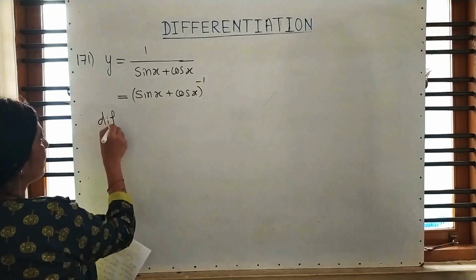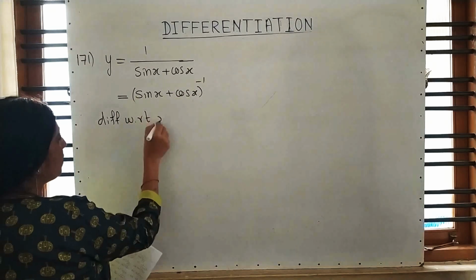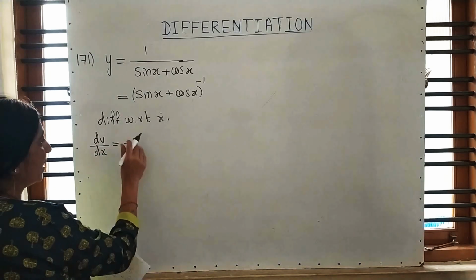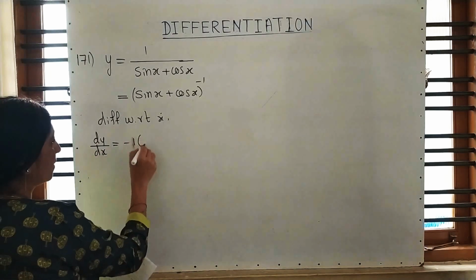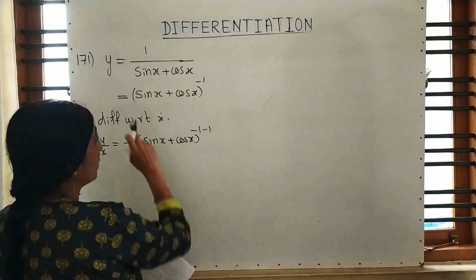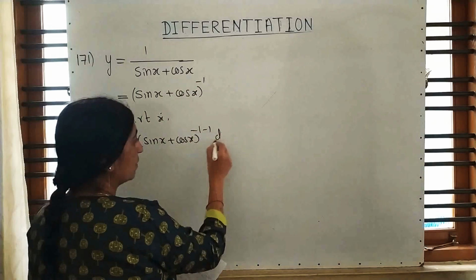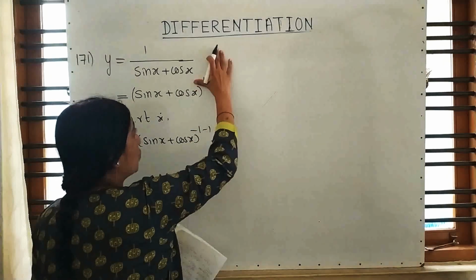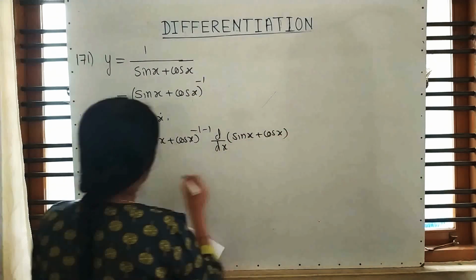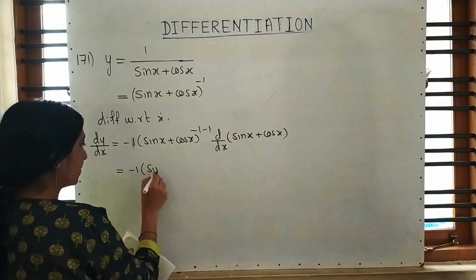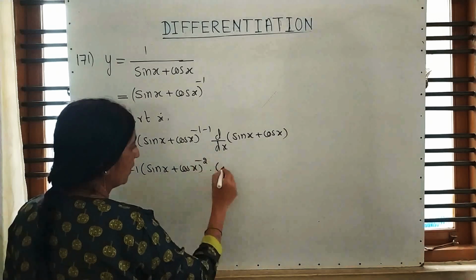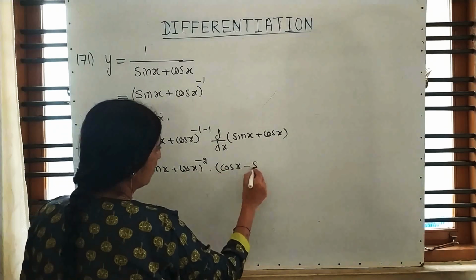Now differentiate this. Differentiating with respect to x, dy upon dx, first power, that is minus 1, sin x plus cos x raised to minus 1, n into x to the power n minus 1, into differentiation of, when you close the power, what is remaining? Sin x plus cos x. Here it is minus 1 sin x plus cos x raised to minus 2. Differentiation of sin x is cos x and cos x is minus sin x.